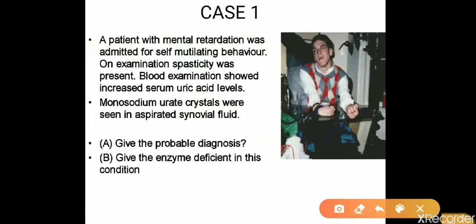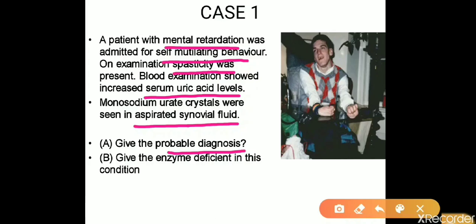So let's see one clinical scenario. Here a patient presents with mental retardation and self-mutilation behavior, and on examination spasticity was present. Blood examination showed high serum uric acid level, and monosodium urate crystals were seen in aspirated synovial fluid. So synovial fluid cytology shows monosodium urate crystals. Here the affected patient has mental retardation, self-mutilation behavior, muscle spasticity and a high blood level of uric acid. So all these features are suggestive of Lesch-Nyhan syndrome. That is the answer.